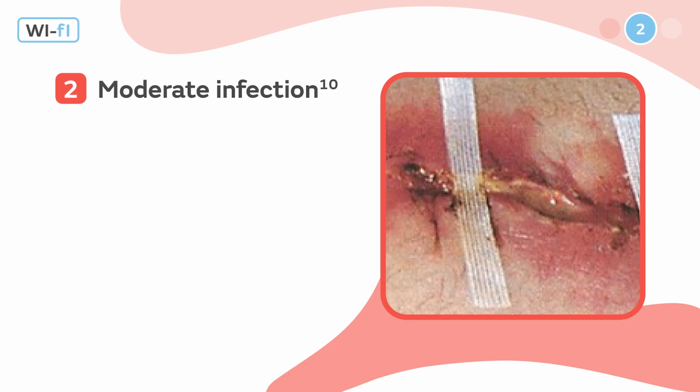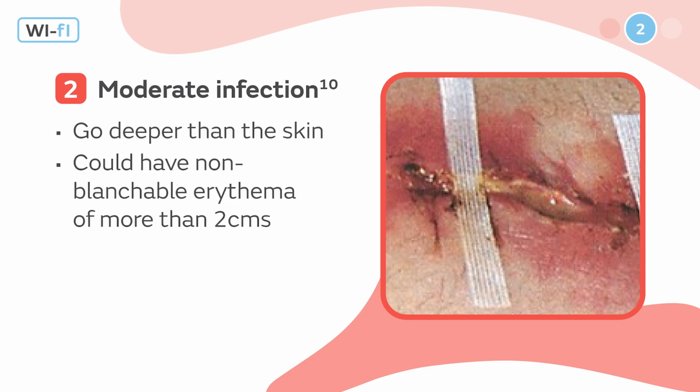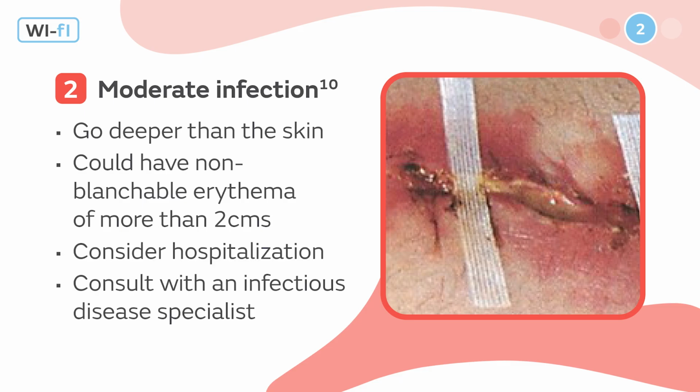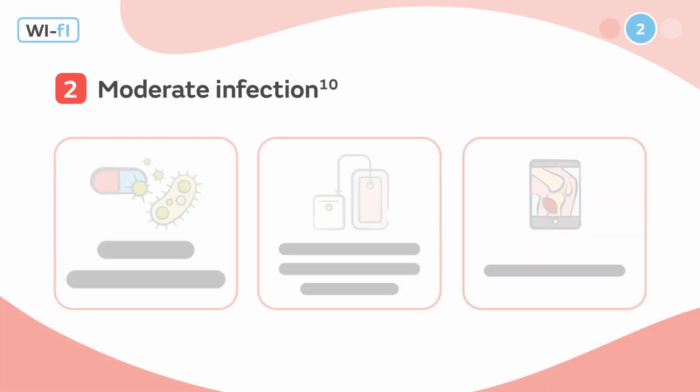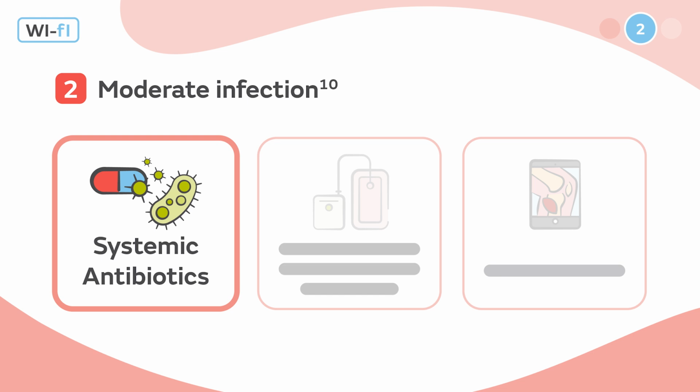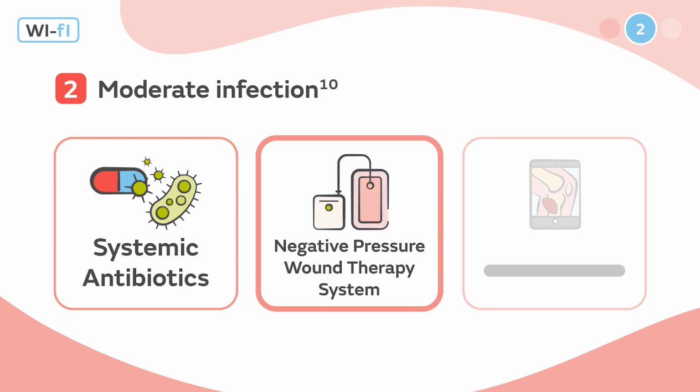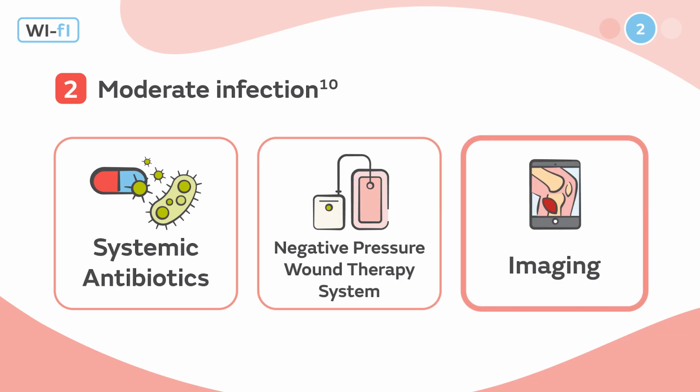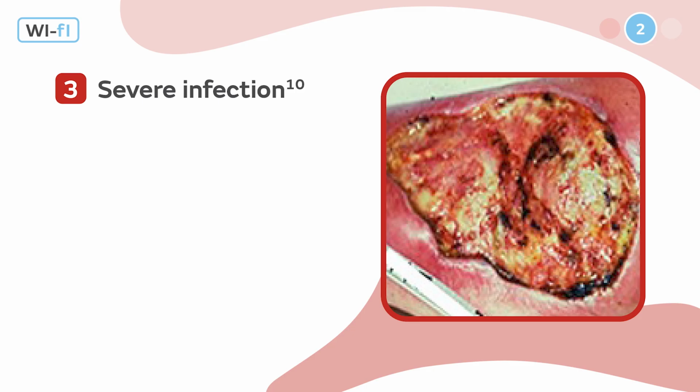Grade 2. Rate a moderate infection as a 2. This includes infections that go deeper than the skin and have non-blanchable erythema of more than 2 centimeters. At this stage, you'll want to consider hospitalization and consult with an infectious disease specialist. You'll also want to start treating the patient with systemic antibiotics. Employ a negative pressure wound therapy system to help control the wound, and schedule imaging to look for osteomyelitis and deep abscesses.